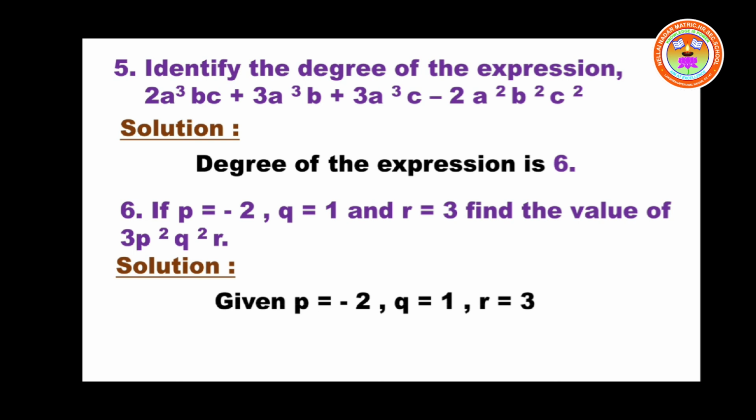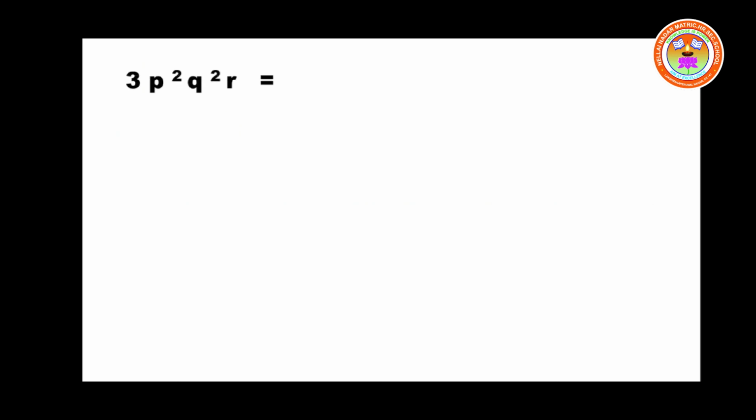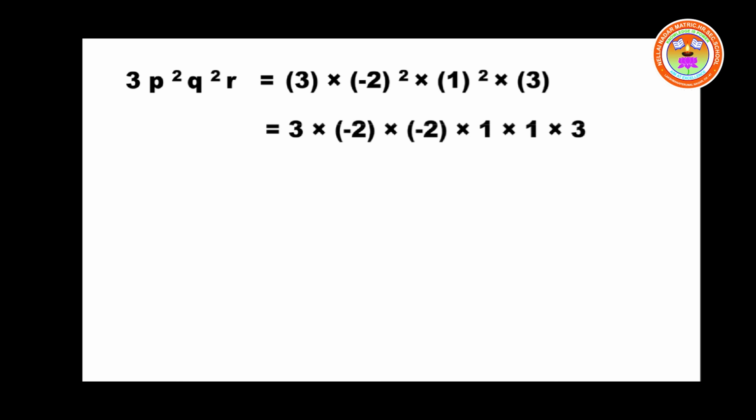Solution. What is given? p is equal to minus 2, q is equal to 1 and r is equal to 3. 3p square q square r is equal to 3 into, in the place of p, minus 2 the whole square, and q value is 1, so 1 the whole square, into r value is 3. So 3 into minus 2 the whole square can be written as minus 2 into minus 2. Then 1 square can be written as 1 into 1. Since it is given square, you have to multiply 2 times.